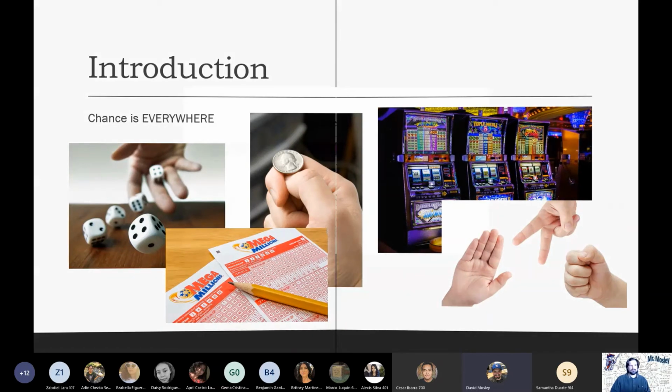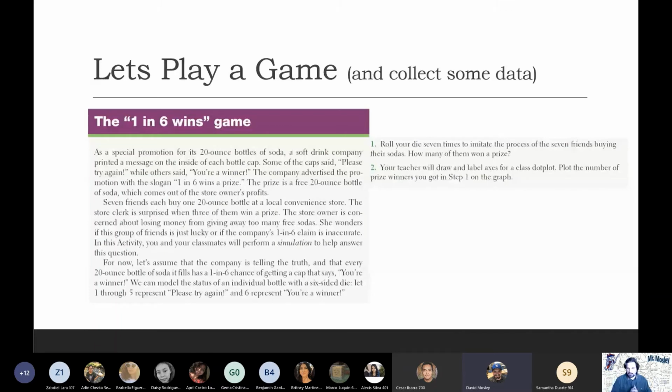Okay, so first, we're going to play a game. We're going to collect some data. So I'm going to put a couple of things in the chat, and then we'll go over the directions here.